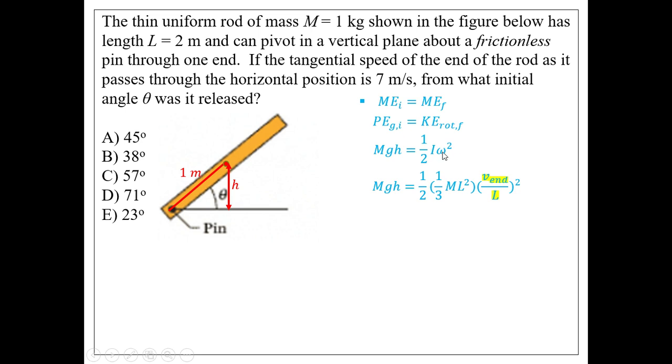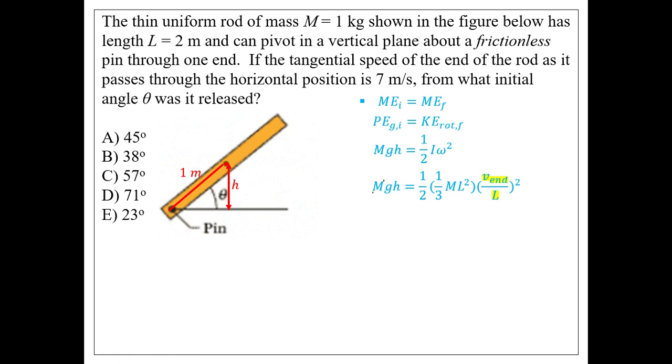So therefore, I replace omega with v at the end over the length of the rod, because v is equal to r omega. So if you solve for omega, it would just be v over r. Here, if you're going to use v at the end, which is the information given in the problem, you also need to reference the end of the stick, right? You want to be consistent. If you're going to use the velocity at the end of the stick, you have to use the entire length of the stick relative to the pivot. So make sure you are consistent with these reference points.